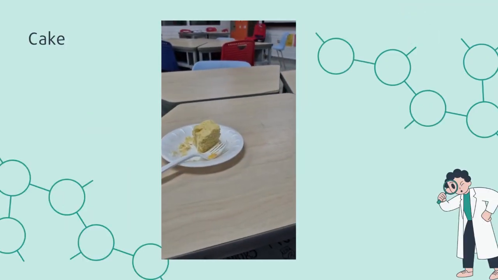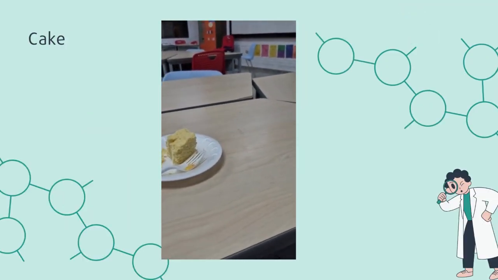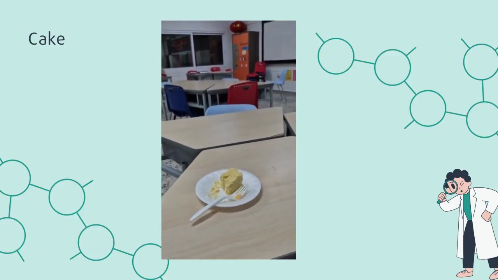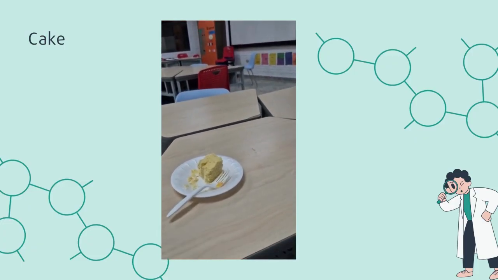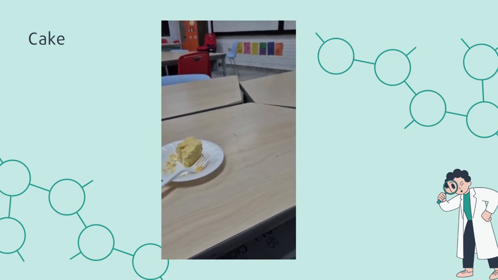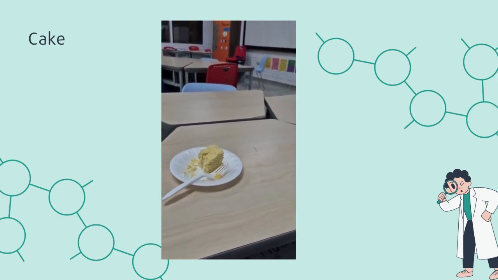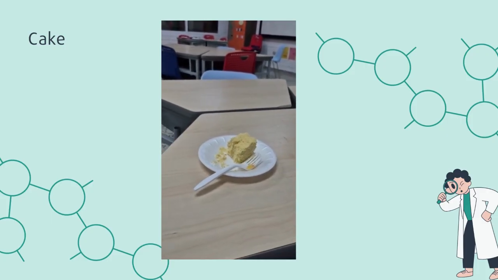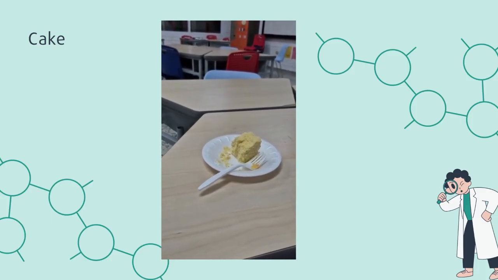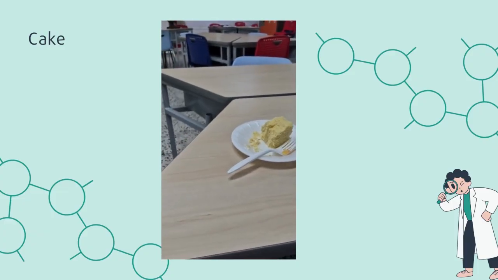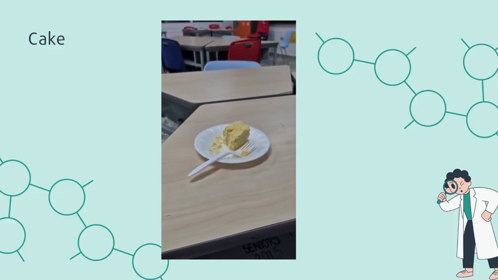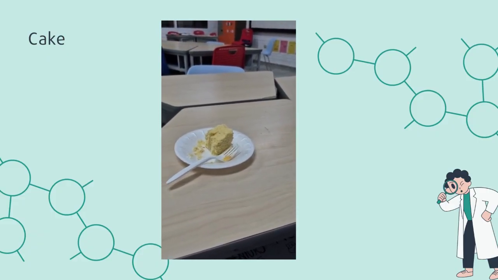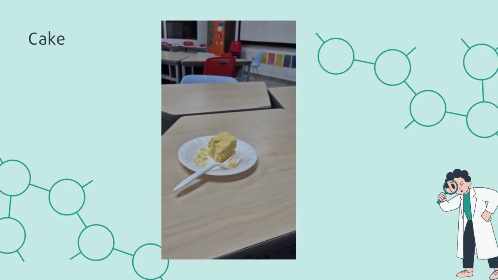Now we can explore something delicious, a cake. Chemically, a cake is a mixture of many organic compounds like sugar, fats, and proteins. One important compound is sucrose, common table sugar, with the IUPAC name β-D-fructofuranosyl α-D-glucopyranoside. Sucrose contains hydroxyl groups, OH, that make it soluble and sweet.